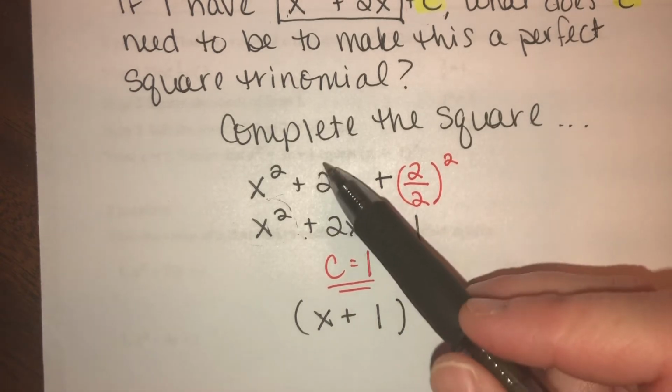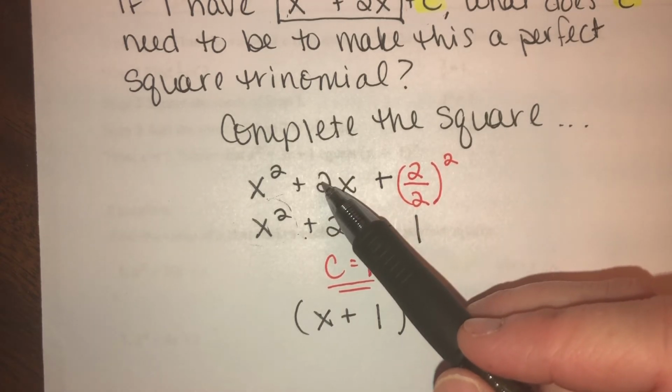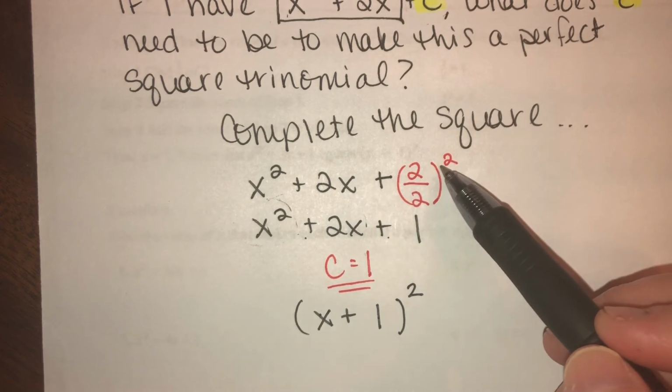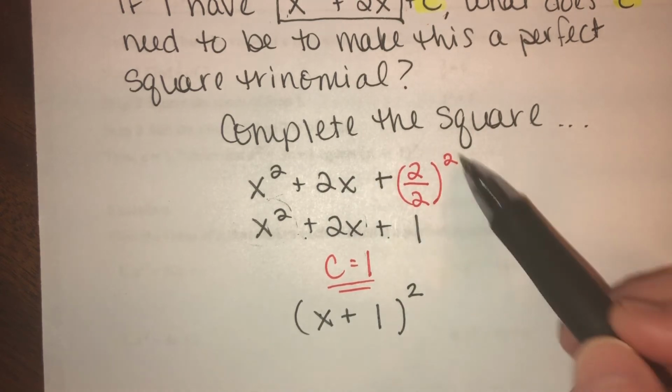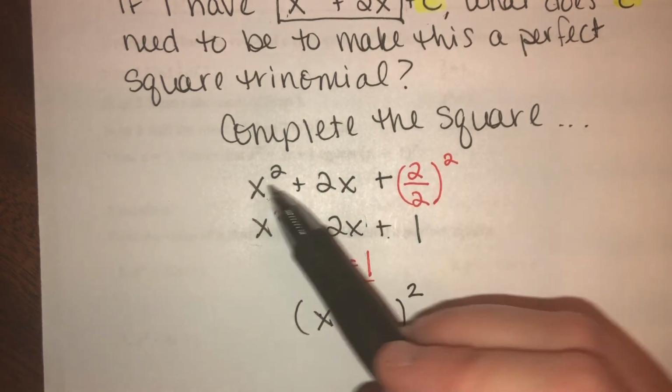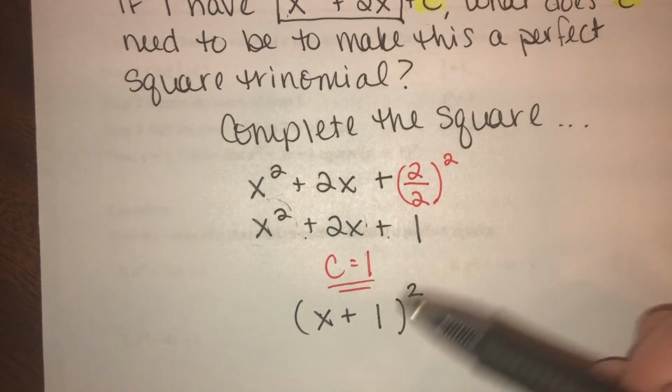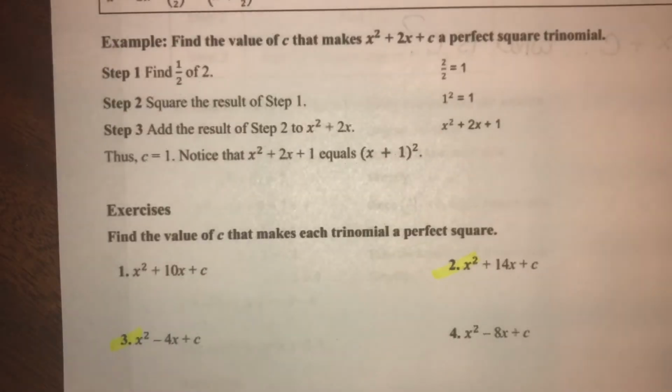Step 1, take the number in front of x, divide it by 2. Step 2 is to square it. And step 3 is to add it on to the end of x squared plus bx. All right, I hope that's making sense because that's literally the only steps to it.